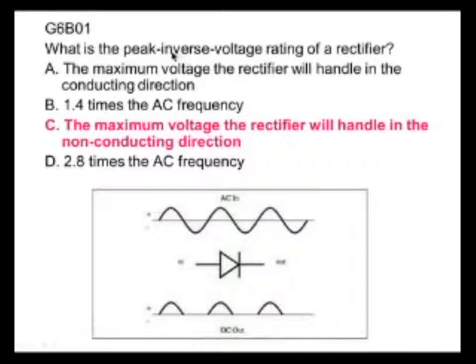And the peak inverse voltage rating of a rectifier is the maximum voltage the rectifier will handle in the non-conductive direction. In other words, the part that's been cut off here is the inverse, the peak inverse voltage. So that's what we're talking about.